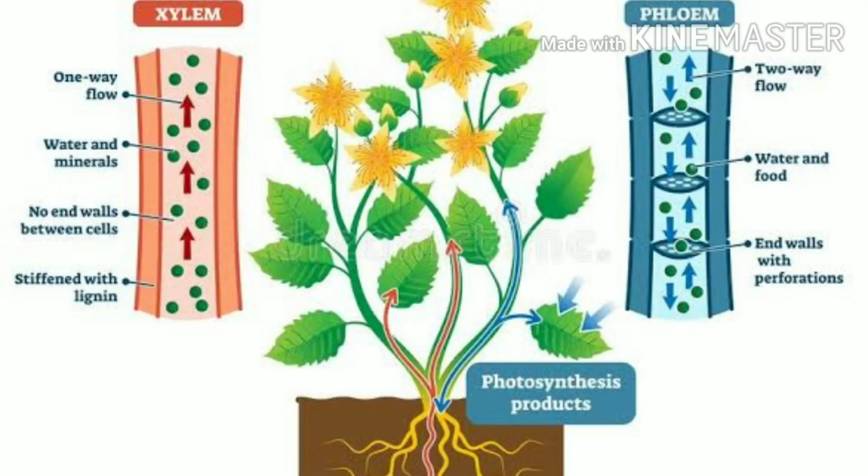Okay, so xylem tissue can transport water from one part of the plant to another part of the plant. Next, the phloem can transport food from one part of the plant to another part of the same plant. Okay, in this way we can identify movement in plants.